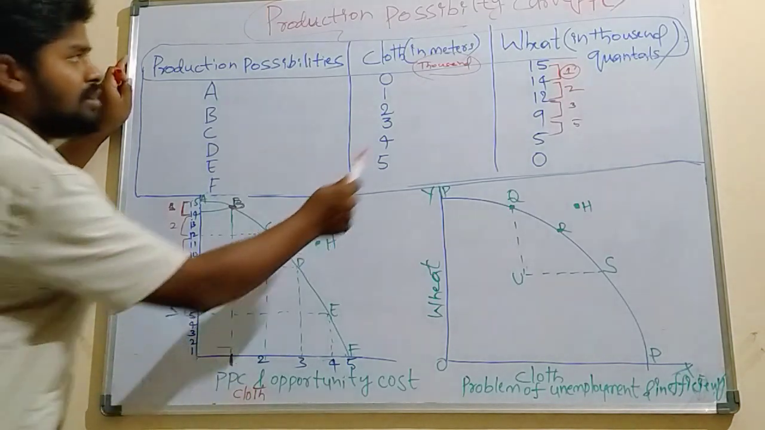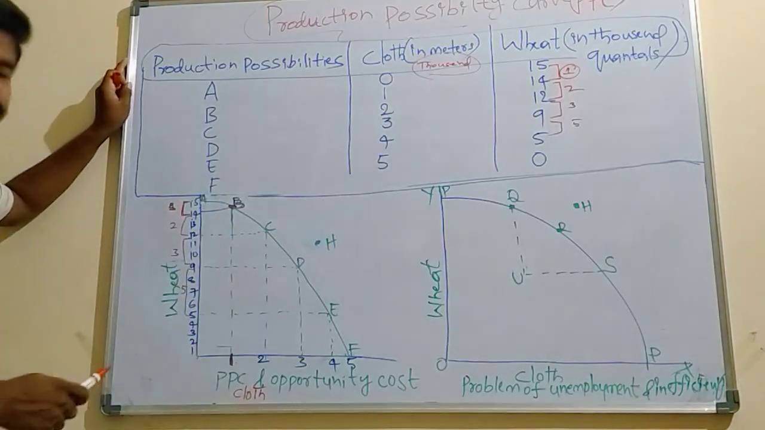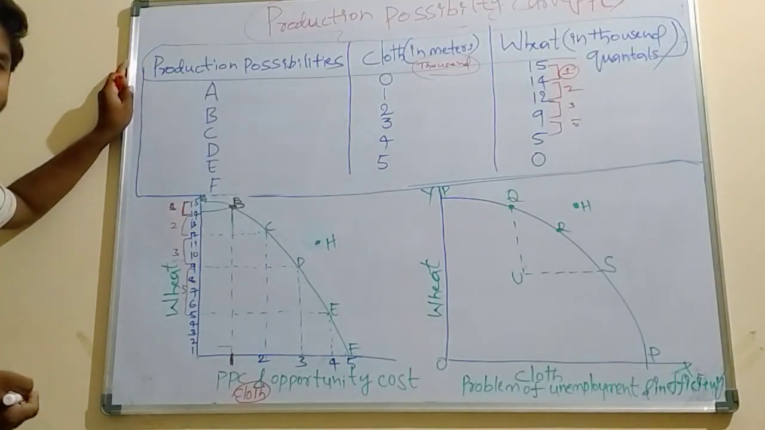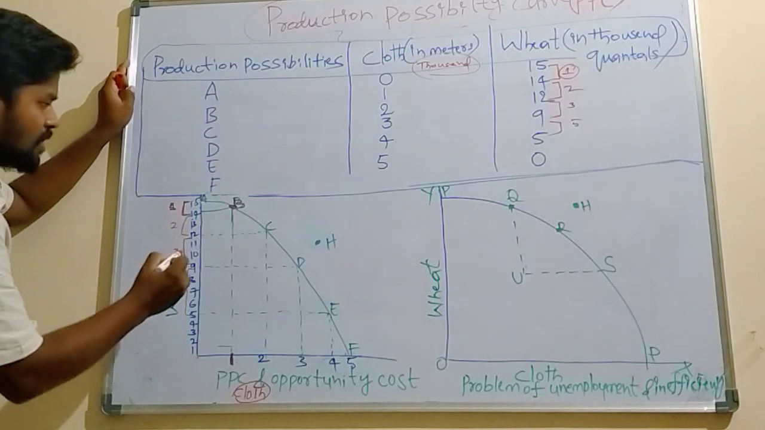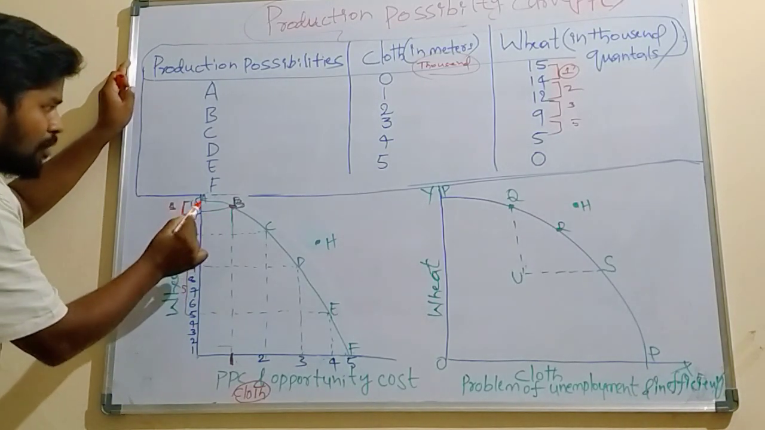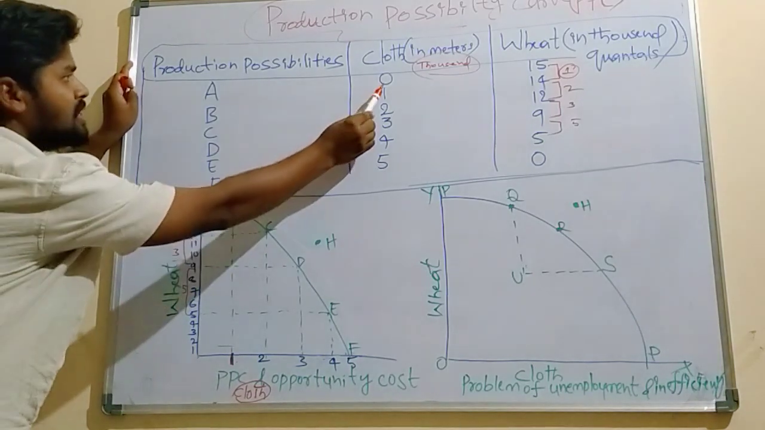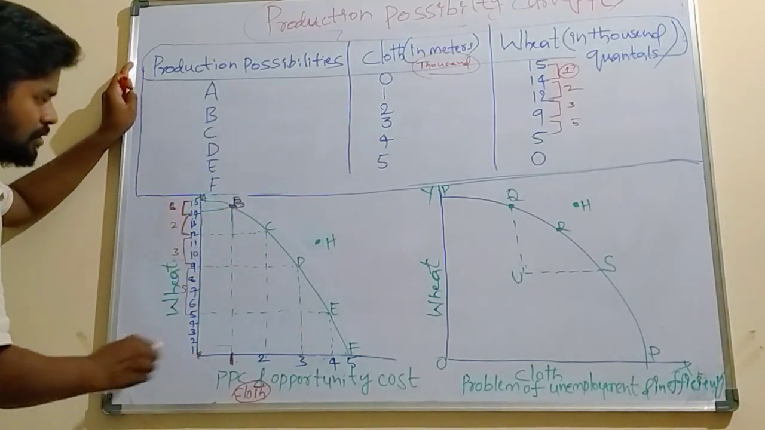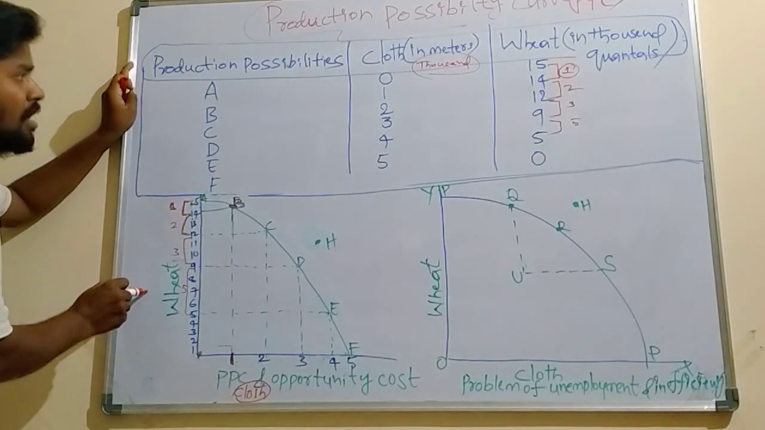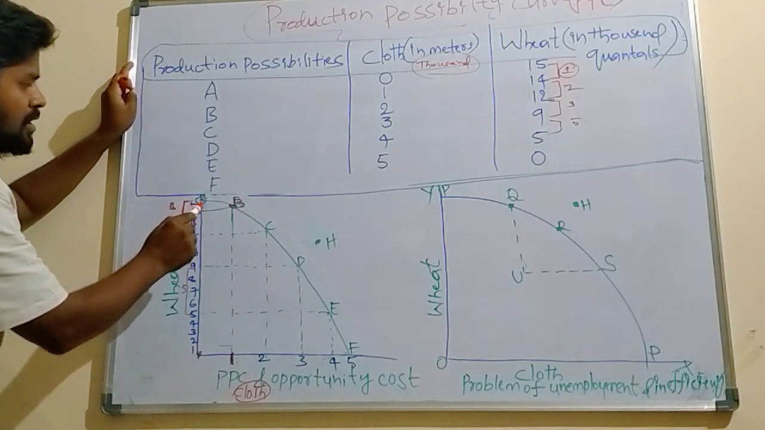In order to produce 1,000 meters of cloth, which we had to produce in the cotton industry. Okay, next combination here. This is a B combination. Okay, A combination which is only 0. There is 0 cloth. See here, 0. But 15 units of wheat were produced, 15,000 units.